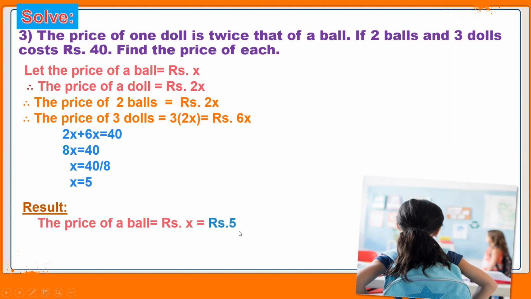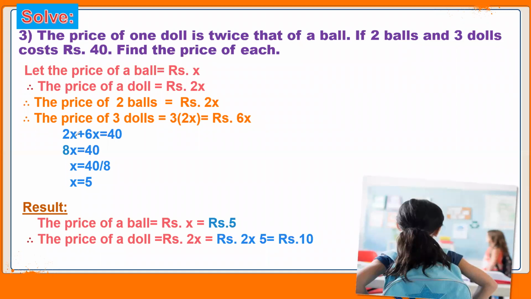Now students, how can we find the price of a doll? Is it difficult? No, obviously not. The price of one doll is rupees 2x. So we can write down the price of a doll is rupees 2x, and x is equal to 5. So we get rupees 2 into 5 is equal to 10. Clear? So this is the price of a ball and the price of a doll. Now, how can we check whether our answer is correct or not?